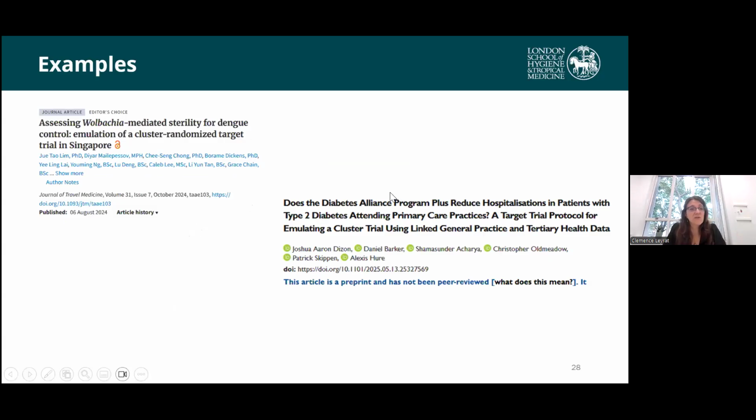So this is the first one for dengue control, and another one which is a target trial protocol. They both describe their emulation very well. So I'm hoping that in the future there will be more and more studies trying to emulate cluster randomized trials, and done in a very nice way, like these ones.